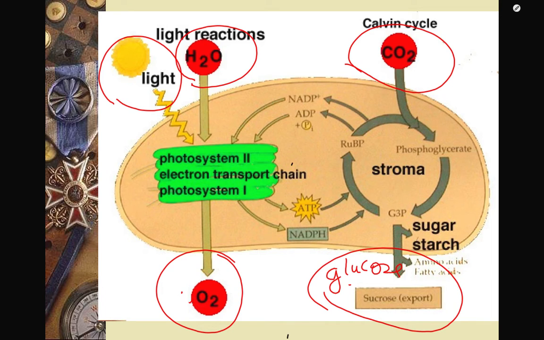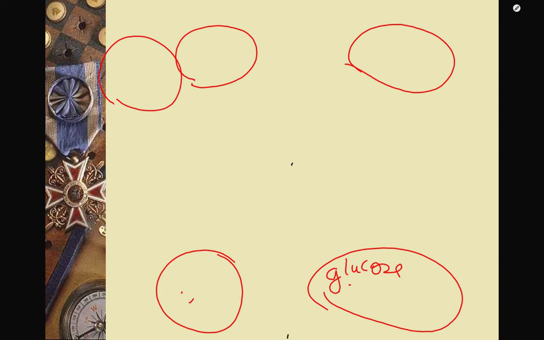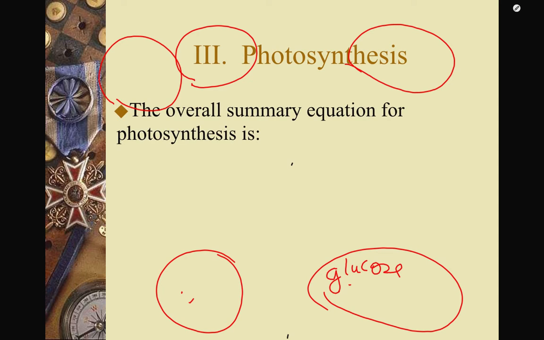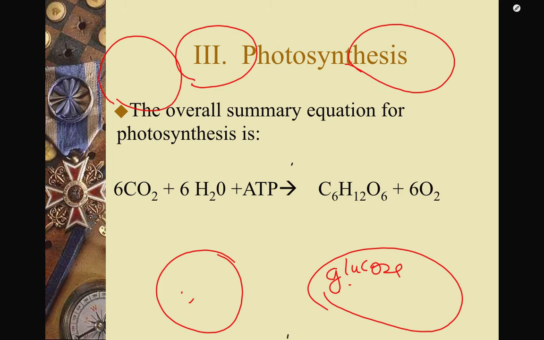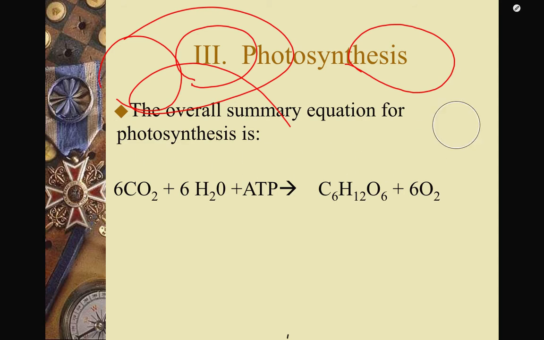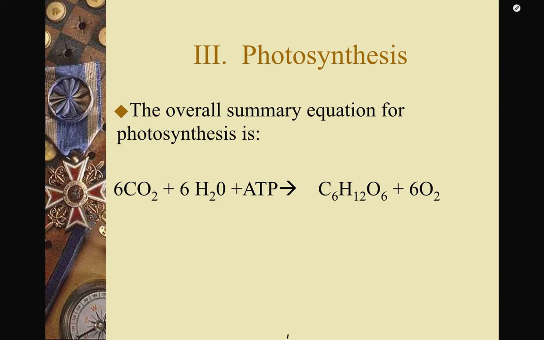Going back to the chemical equation of photosynthesis. Remember? Reactant, reactant, reactant, product, product. Not only do you need to know the equation, but you also need to know how they come in and how they go out.